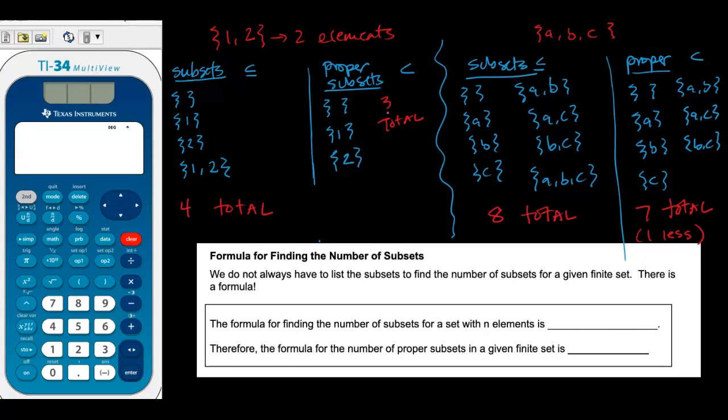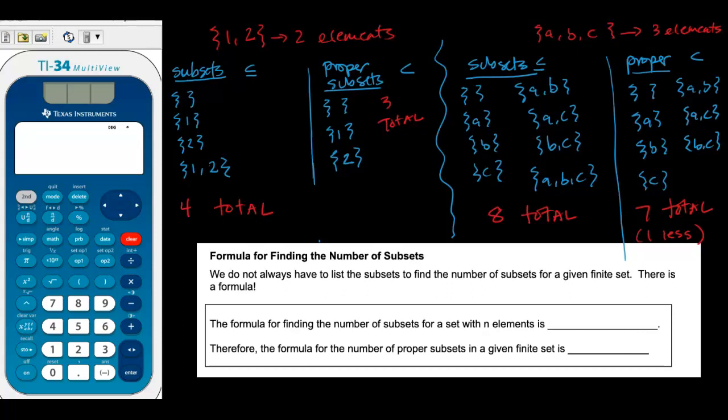And then we can look at this example, set ABC. So this is a set with 3 elements. And let's look at the total here of subsets. So if I list all of those subsets out, I get 8 of them. And if I list all the proper subsets out, I get 7. So still I get 1 less than the number of subsets.